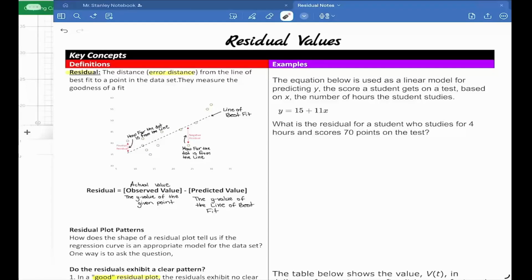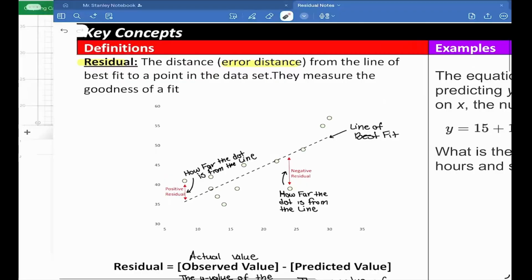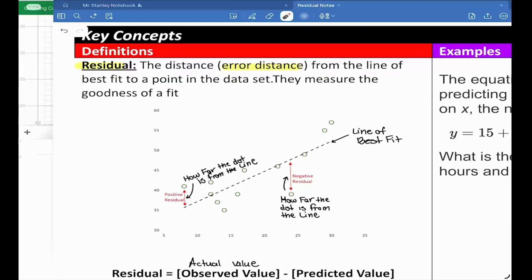All right, class. So today we're going to be looking at residual values. And before we look at our examples, we're going to look at some key concepts and definitions. And we're going to start out with our first definition being residual. Residual is the distance from the line of best fit to the point in the data set.